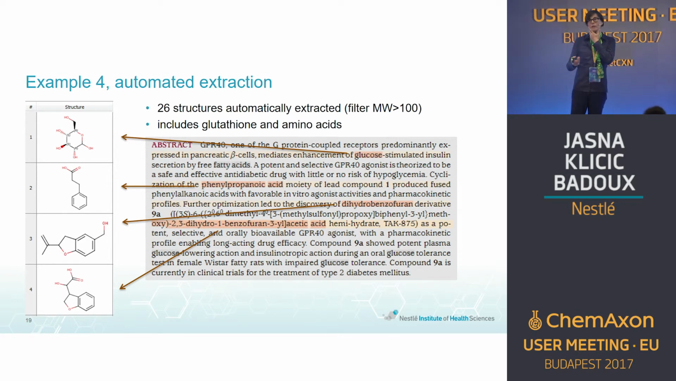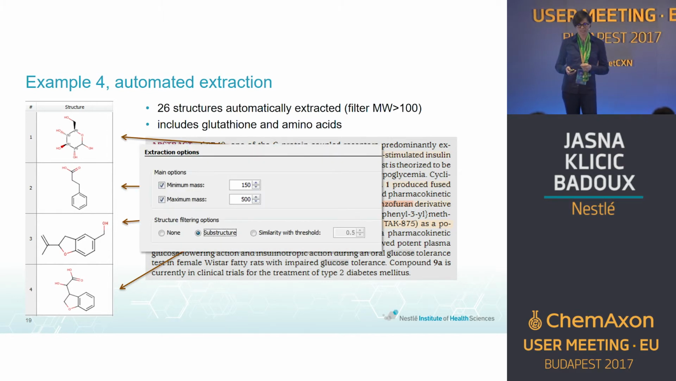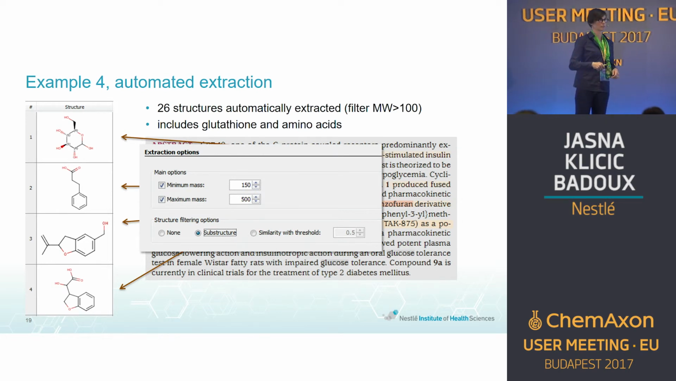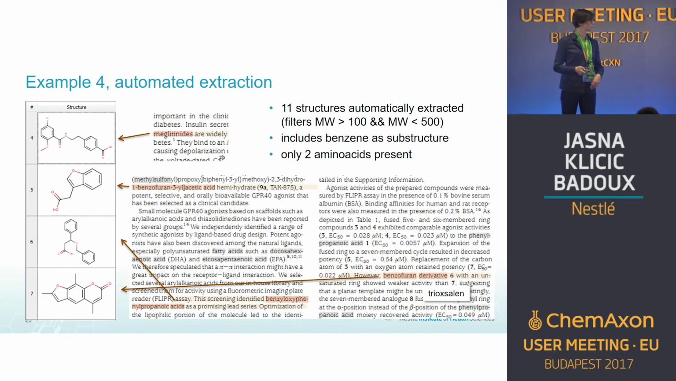But in this paper, because it also involves the procedure, I also got a glutathione export, and I got all the amino acids that were present in the buffer that I don't necessarily need. So in this case, it was very useful, aside from having this molecular weight filtering, to add also the substructure filter. And very simple filtering just on benzene would basically reduce the number of structures that are exported, so we can see some more molecules.